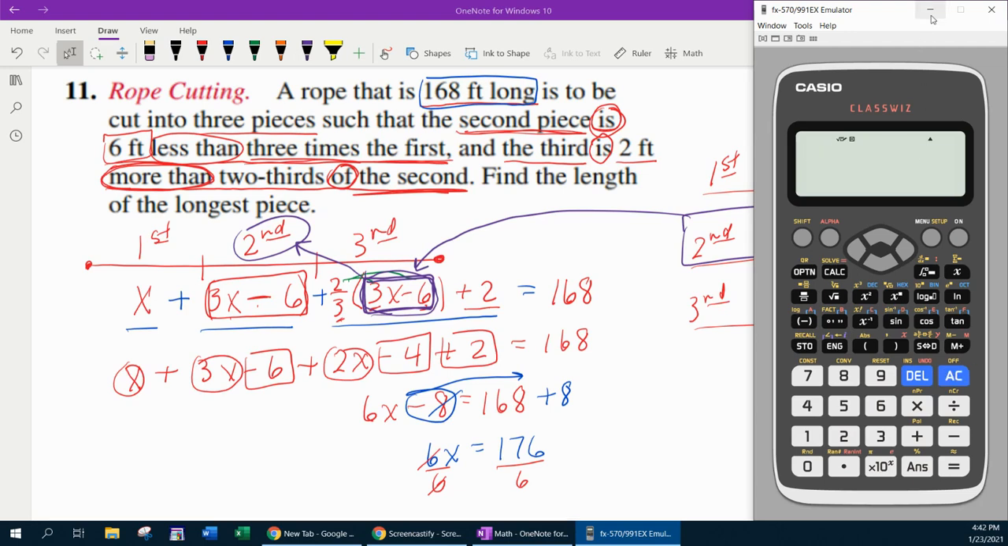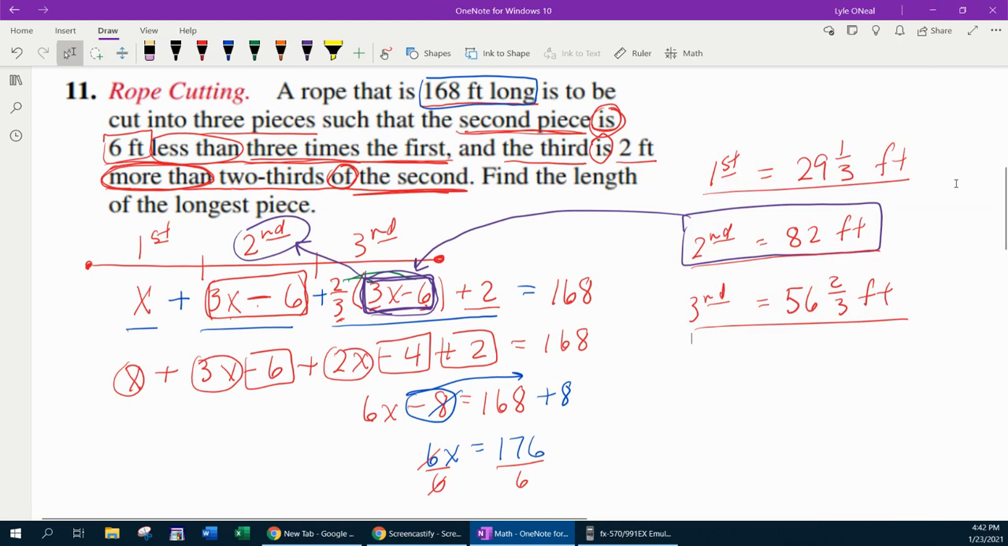Okay, so that's good. Now let's go back and see what they actually wanted us to find. It's always important that you give the answer they ask for. What did they really ask us to find? Find the length of the longest piece. So which one of these would be the longest piece? Well, that's going to be the 82 feet. It is the longest piece. And so that would be the answer that you give on a test or that you input into your MyLab Math. Whew, that was a tough one.